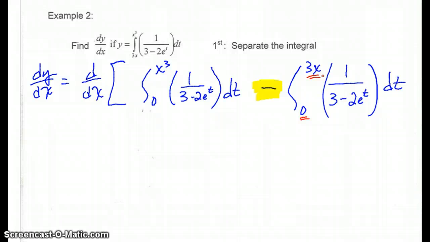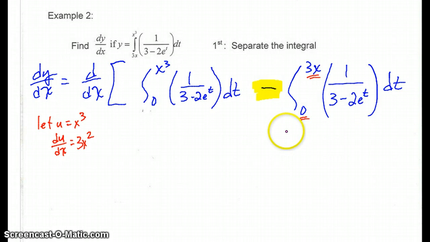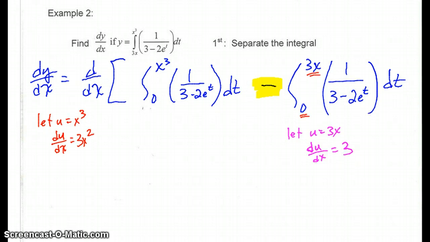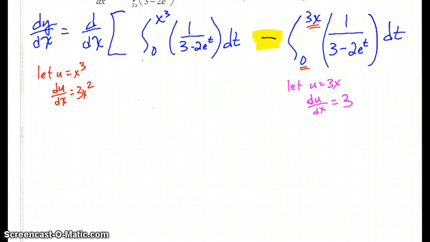To continue, let's use some u substitution. If we let u equal x cubed, then du dx is equal to 3x squared. On the opposite side, if we let u equal 3x, then du dx is equal to 3. This allows us to solve so that we have the integral from 0 to u.